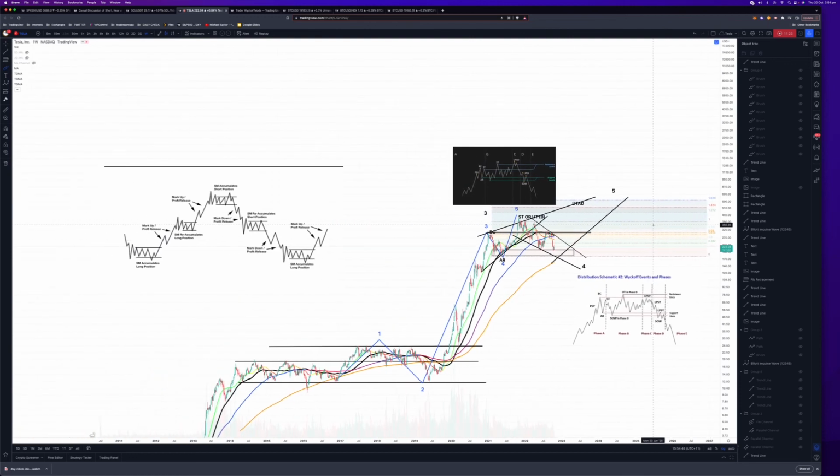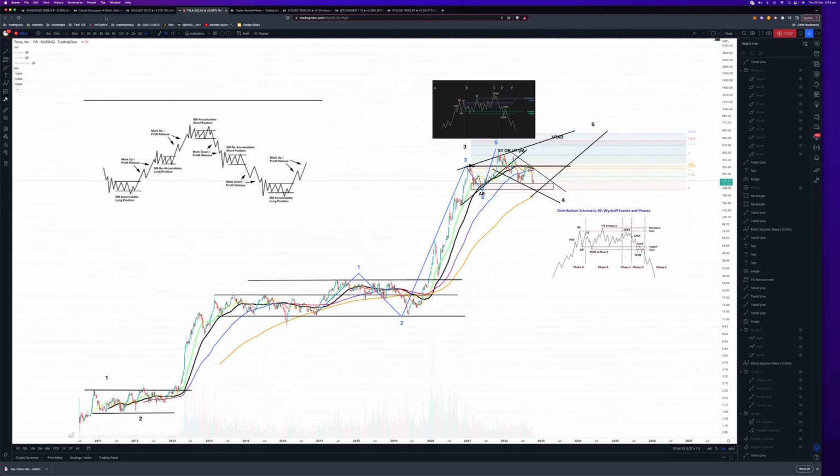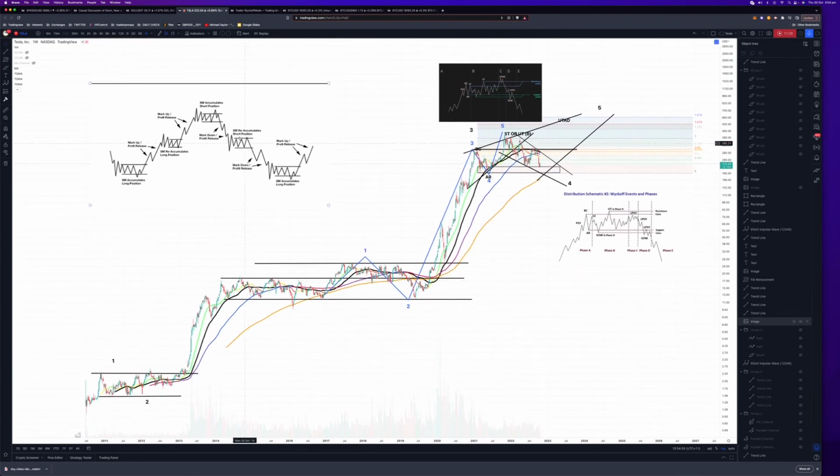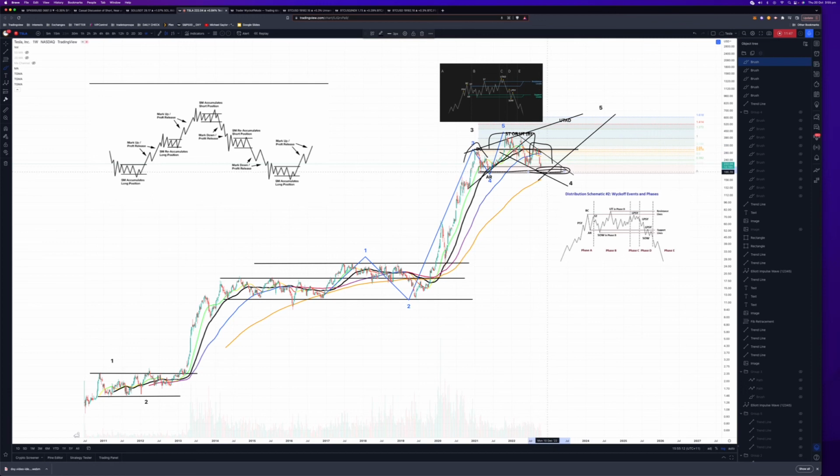Let's see how this structure works out. I think it's going to be the case where we are at the top, and the question is what kind of schematic is going to take place, distribution. Just looking at this left shoulder, head, right shoulder, that could be taking place as well. So this level is very important. If we lose that level, we're done. Yep, good time to short.